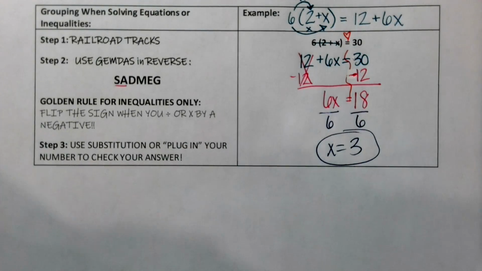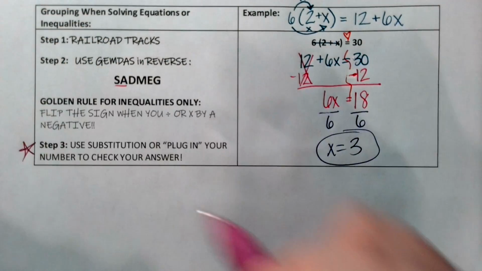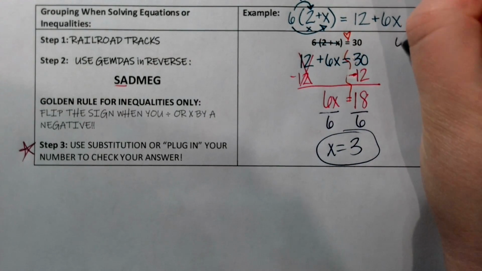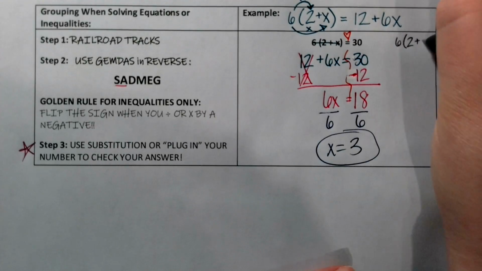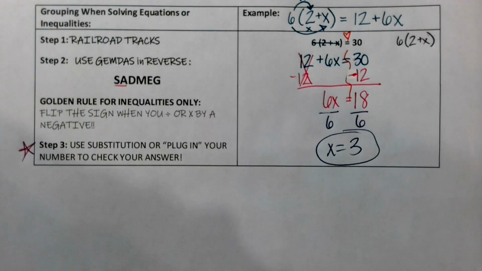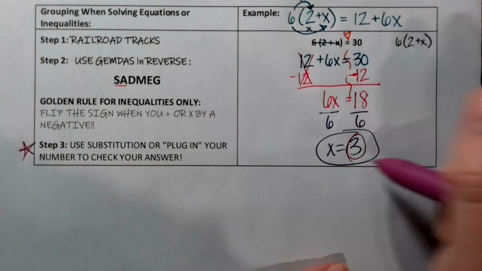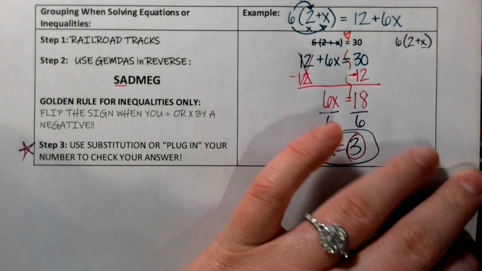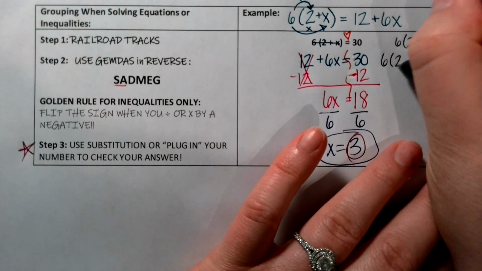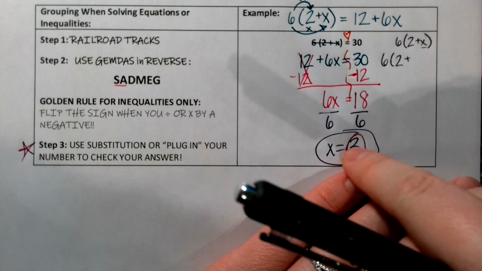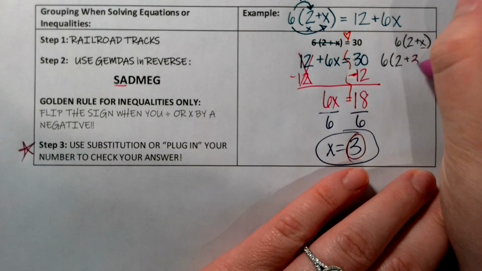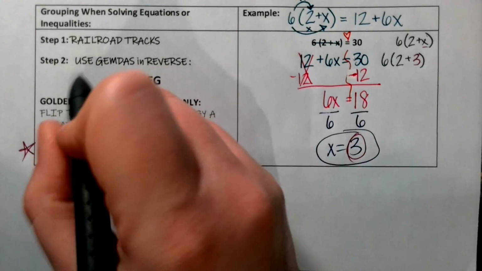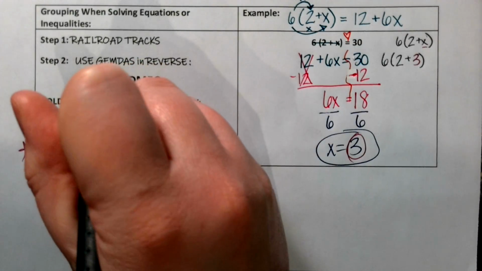Again, the way that this is going to be stressed to you in Edmentum is this third step, plugging in. So I need to start out with my 6 times 2 plus x, plugging in that 3 for x. So I'm going to have 6 times 2 plus my x, which is 3. And then I'm going to solve.